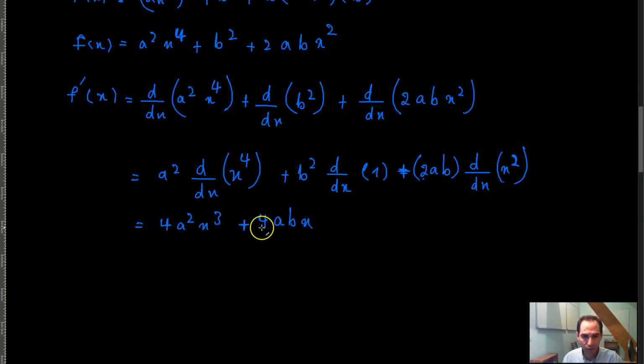And then you can write this as 4a times x, times a x squared plus b. That is 4ax times ax squared plus b. That is part 2 of this question.